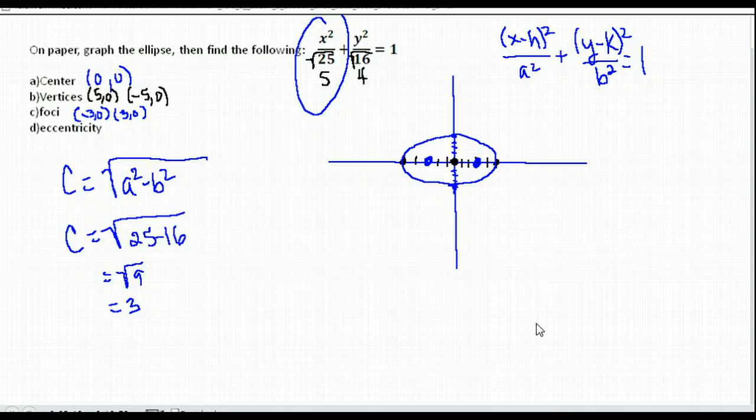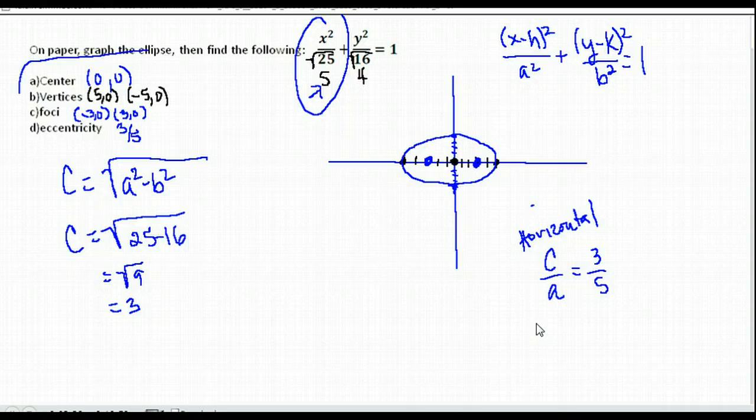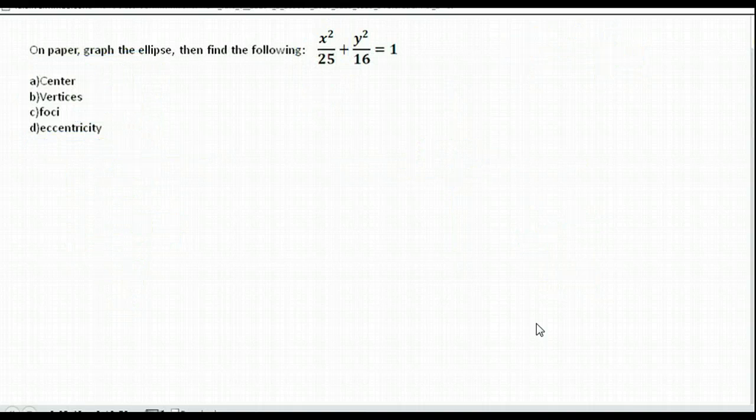The eccentricity for a horizontal ellipse is c over a. Okay, if this were vertical, up and down, it would be c over b. Again, you're just using whichever is larger, c over 5 in this case. So our eccentricity is 3 over 5, or 3/5. So we have graphed our ellipse and named all of those critical parts.